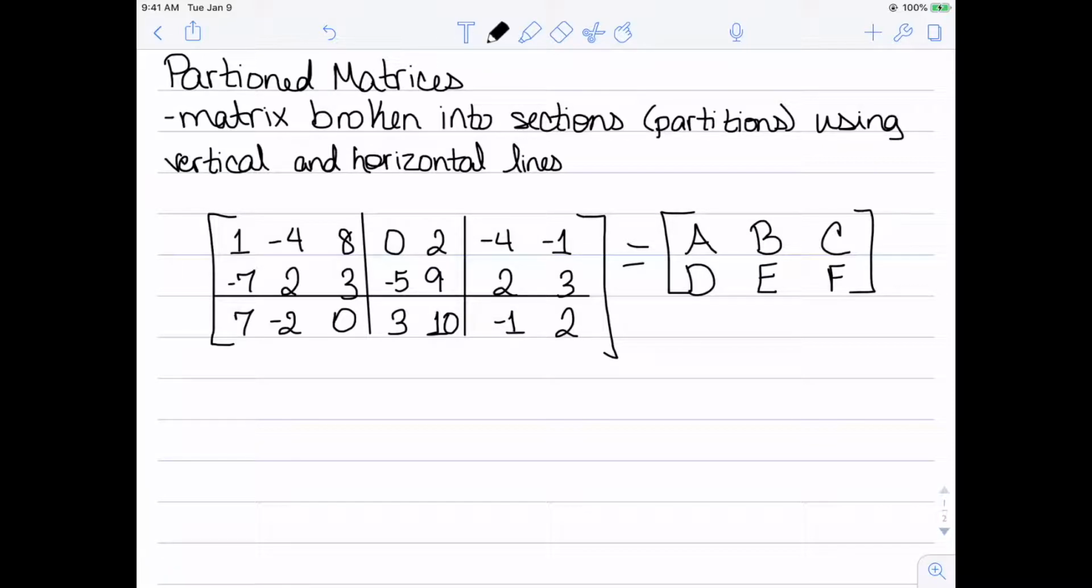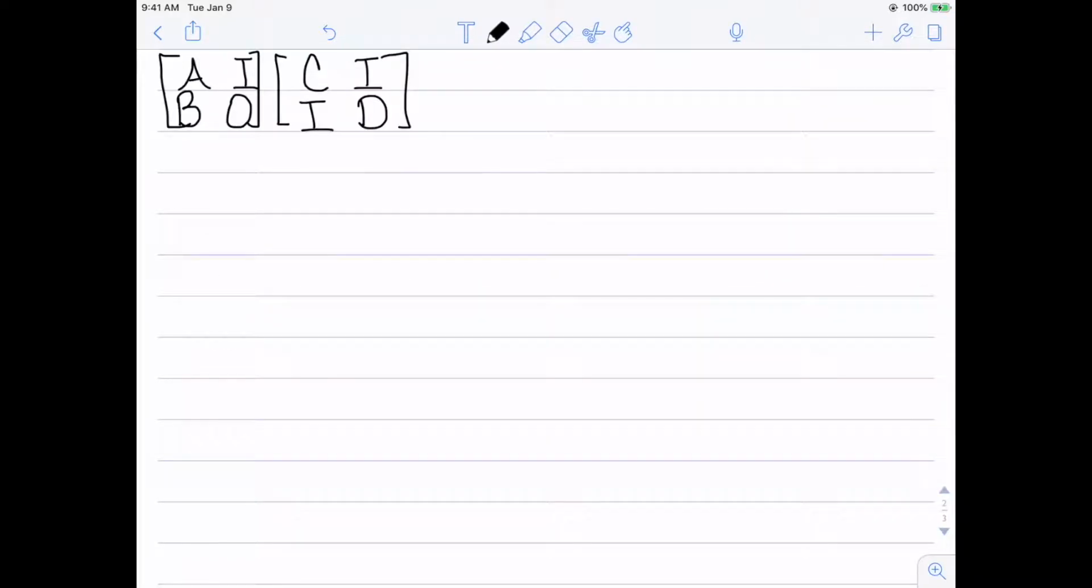When dealing with partitioned matrices, we can add and subtract by adding and subtracting corresponding partitions. We can also multiply a partitioned matrix by a scalar. However, when we work with multiplication, we have to be careful to make sure we preserve order. As an example, here are some matrices that I want to multiply, where I refers to the identity matrix, and 0 refers to the 0 matrix.